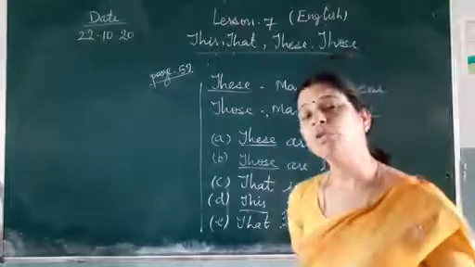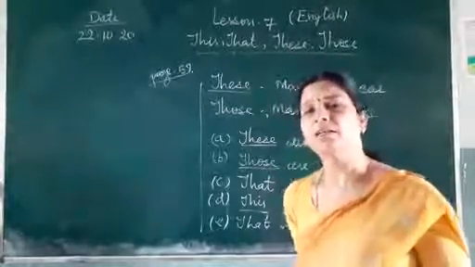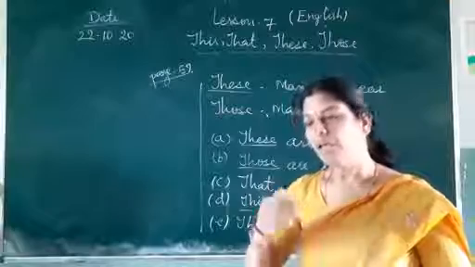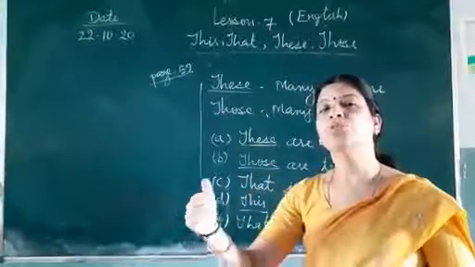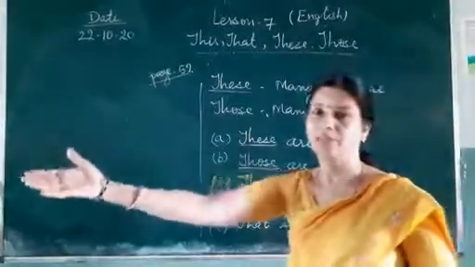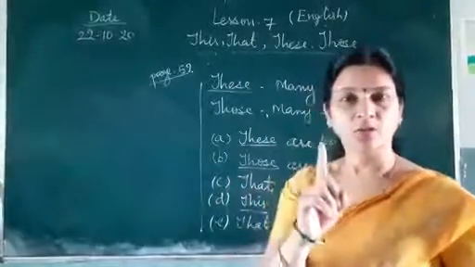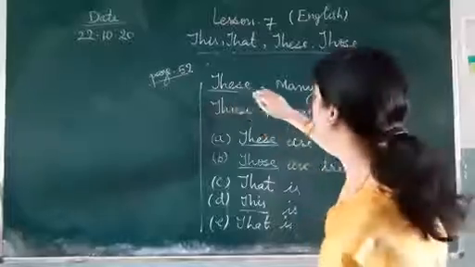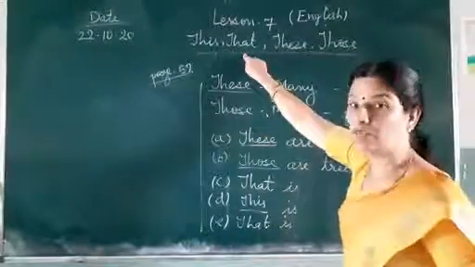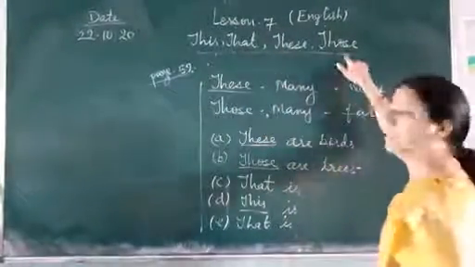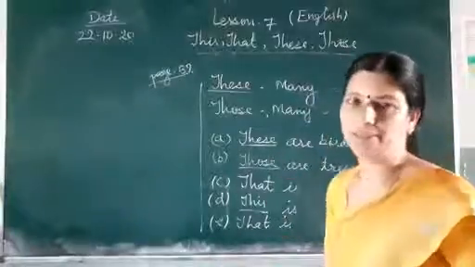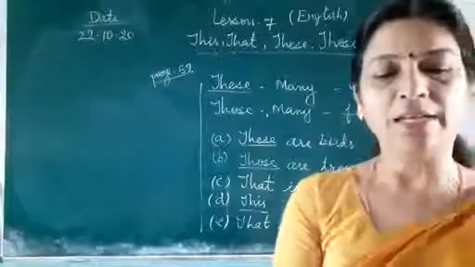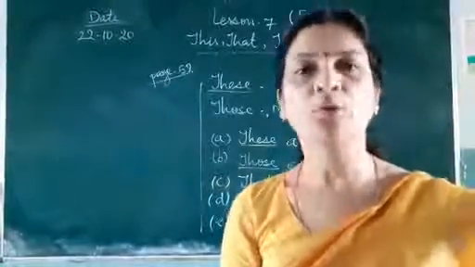So students, this is very clear. This and these are used for near things. That and those are used for far things. This is a singular word. These is a plural word. That is a singular word. Those is a plural word. Okay. Now let's practice. We will do the exercise in our notebook and book.